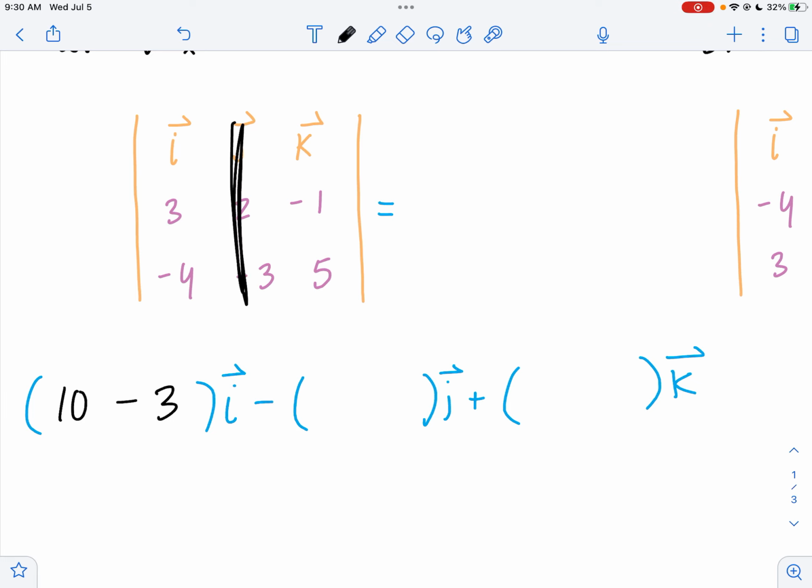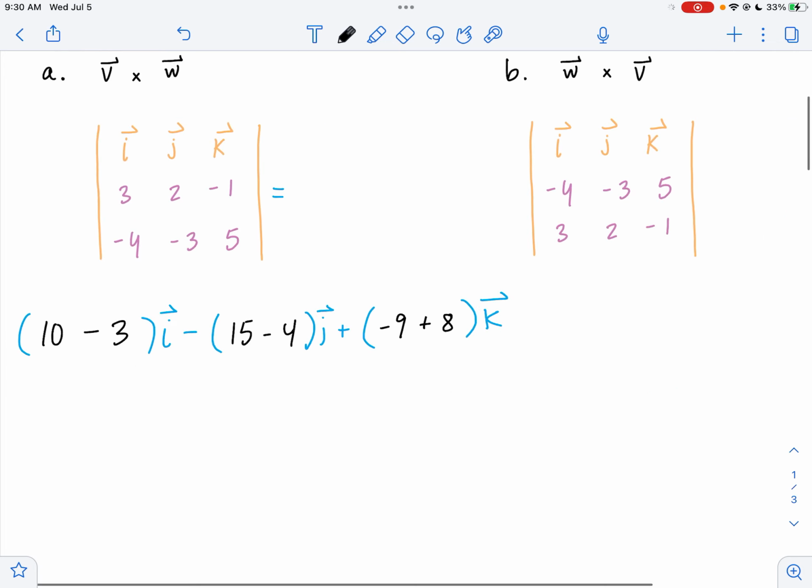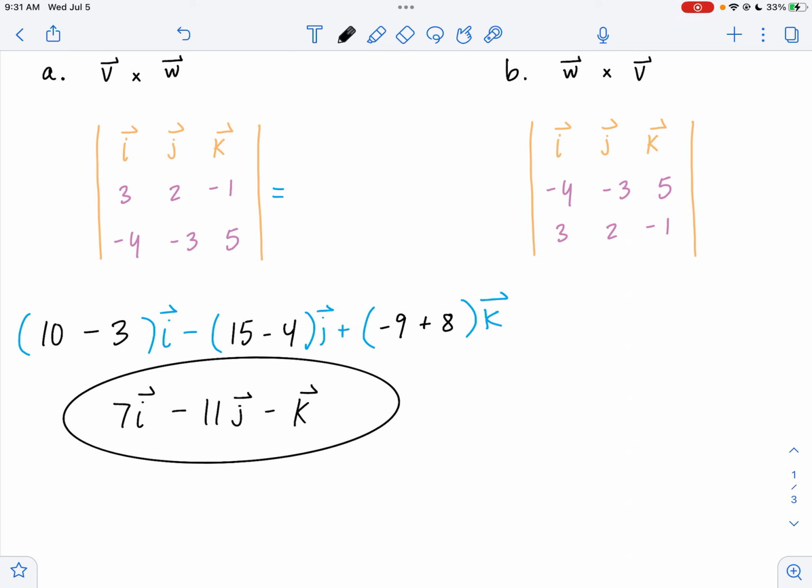Same thing for j. So get rid of everything around that, and then we're going to end up with 15. And then it looks like -4. All right, last one. What do we have here? -9, and then minus -8. So +8 is what that ends up becoming. So for our final answer, we just simplify everything. Looks like 7i minus 11j minus k. All right, so that would be our cross product here for v cross w.